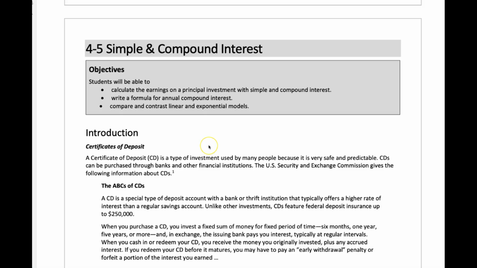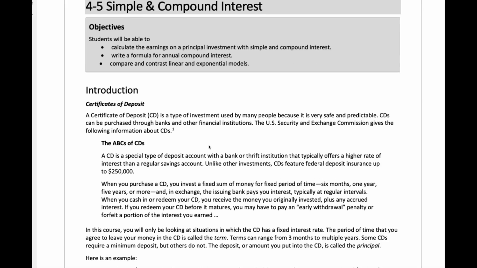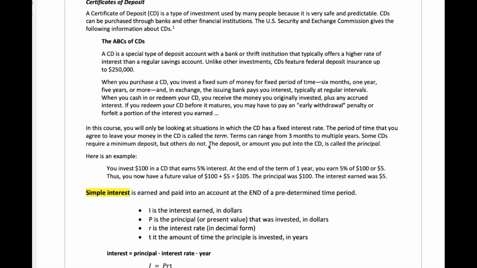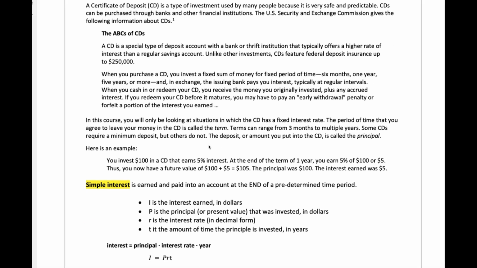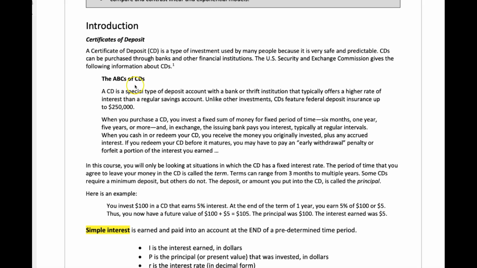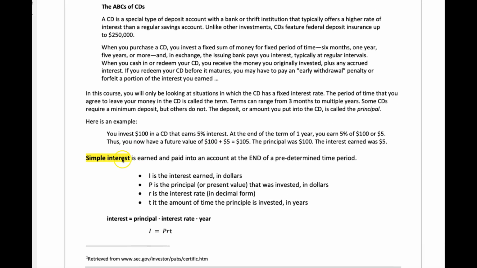We're going to go ahead and take a look at lesson 4 or 5. This is on compound and simple interest. So we're going to look at situations where we examine how money grows or how debt increases. Here's the introduction, so you can go ahead and read that on your own. But the first type of interest we talk about is what we call simple interest.